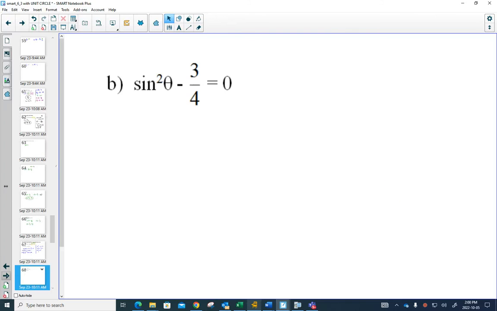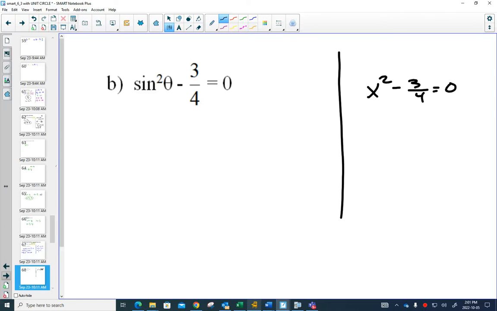Okay, so all of these questions, A, B, C, and D, have from 0 to 2 pi with 0 included and 2 pi included. How did you solve something like this? So again, off to the side, think if you had to solve it with just a regular x, what would you do? Is this one you would factor? Probably not.